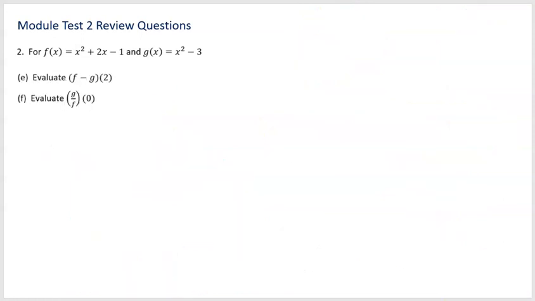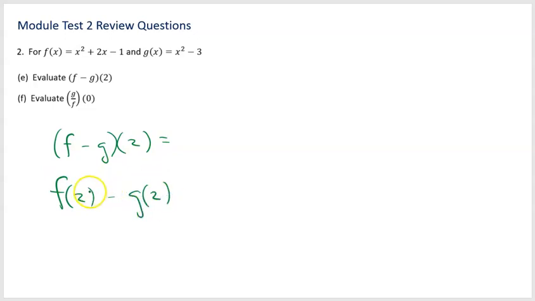And then for the last 2 problems, f minus g of 2 and g divided by f of 0. Okay? Now, think about the definition here. For f minus g of 2, remember that is not multiplying by 2. What that is, is f of 2 minus g of 2. Well, what does f of 2 mean? It means plug 2 into the f function. So that's what I'm going to do. Right back up here, I'm going to plug in a 2 everywhere there's an x.